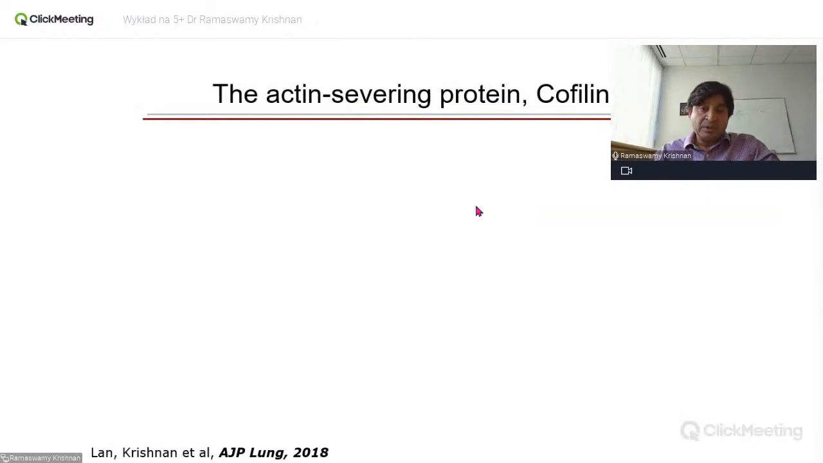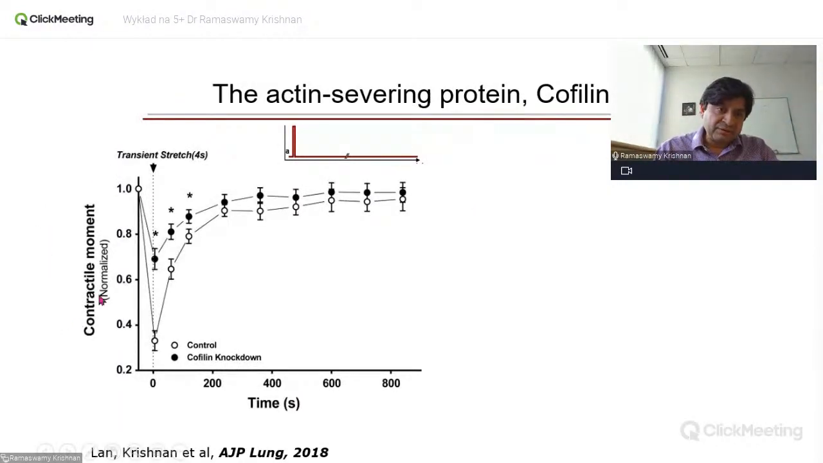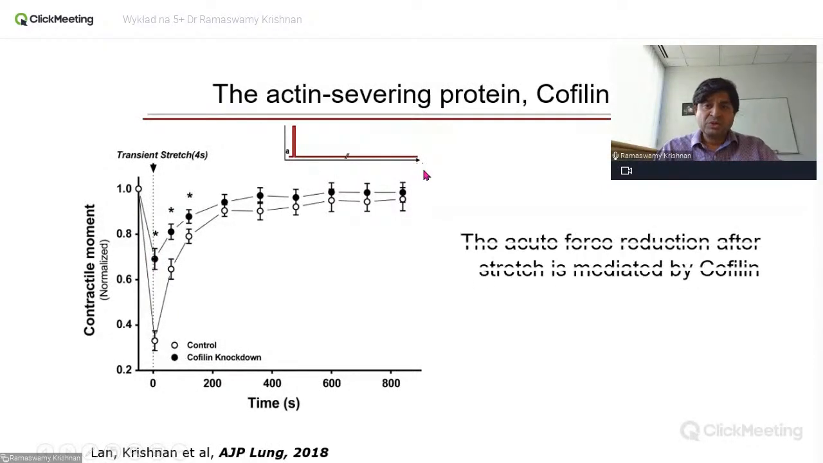We went deeper. First, we focused on an actin-severing protein called cofilin. Went back to that same experiment, and we stretched either control cells or cells where we knocked down cofilin. And I'm showing you here how the contractile forces change with time. Control cells, well, you do that stretch, you know that immediately after stretch, forces go down by a huge amount, and then they recover back. That's in controls. But in the knockdown cells, they relax significantly less than controls, though they recover back to the same baseline value.